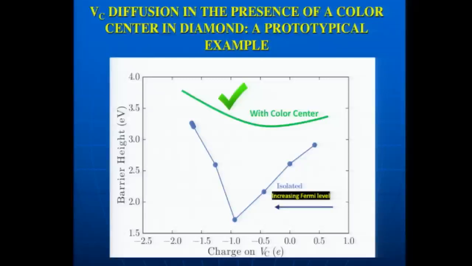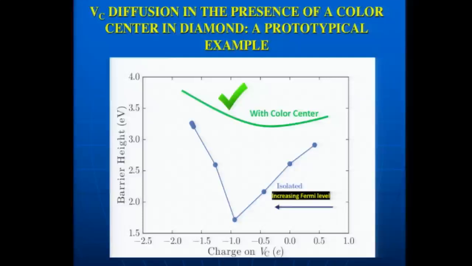So the question is, that's great for an isolated carbon vacancy. What if that carbon vacancy is in the presence of some fixed color center, like an NV center? Well, there are two prototypical examples I want to look at. One's great, one's not so great. If, in fact, you calculate, as we have done, what the barrier height for a carbon vacancy looks like in the presence of a color center, and if its dependence looks like this, I argue that that's a great thing. It's a green light. That means that the barrier height for diffusion of the carbon vacancy in the presence of the color center is high.